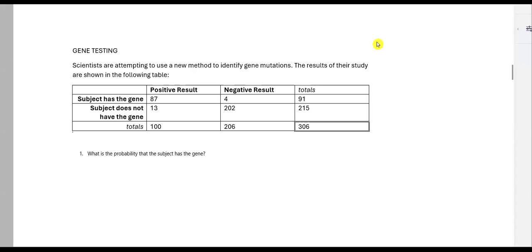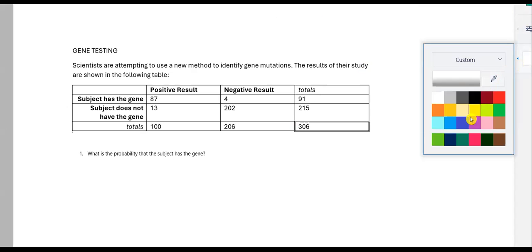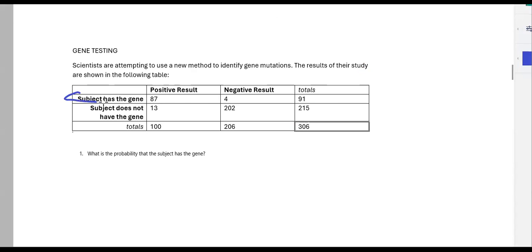So here's the first probability question we're going to answer. What is the probability that the subject has the gene? Based on that formula, the event we're looking for is having the gene. So it looks like subject has the gene. That's this row of the table right here. It looks like there were 91 total people who had the gene. So that's event A, having the gene.